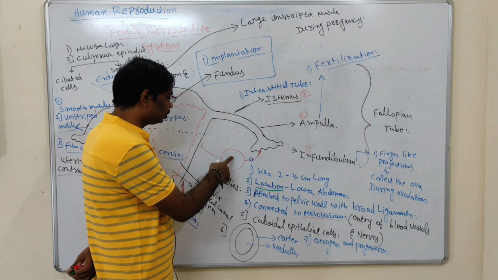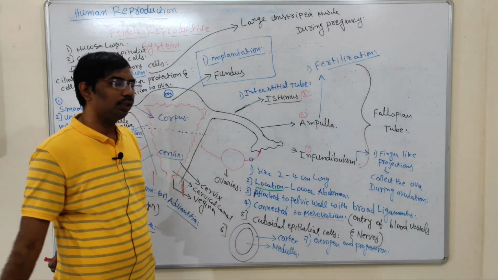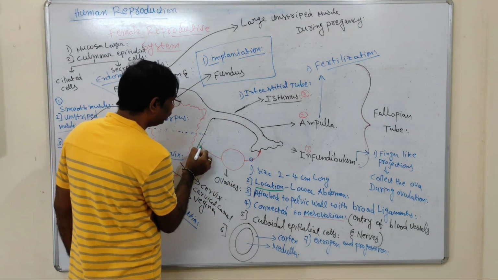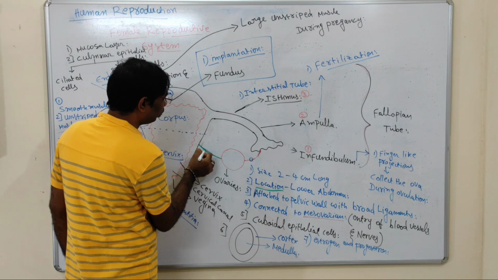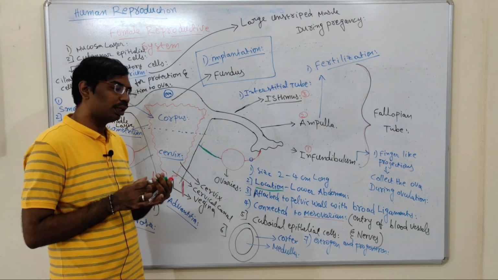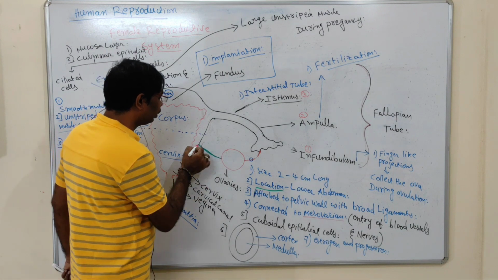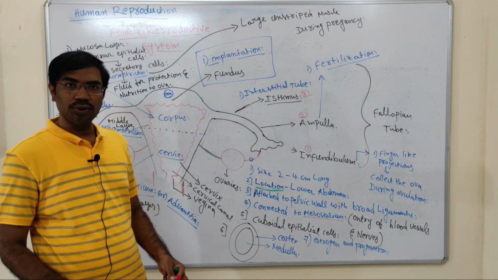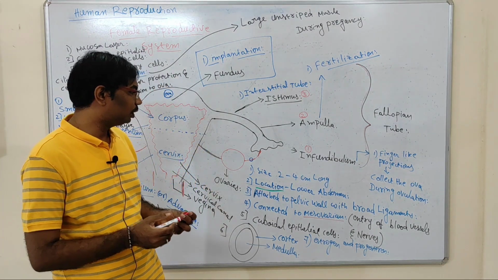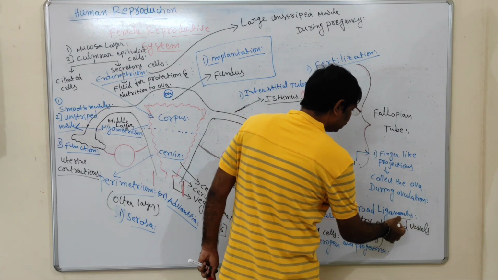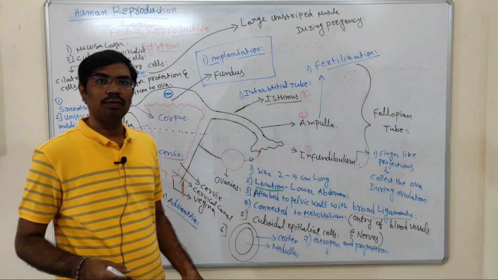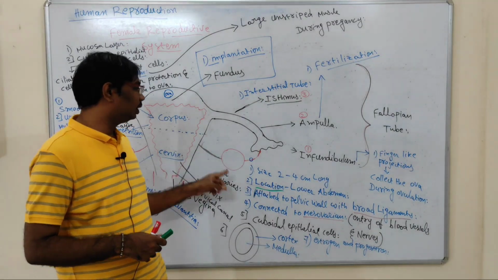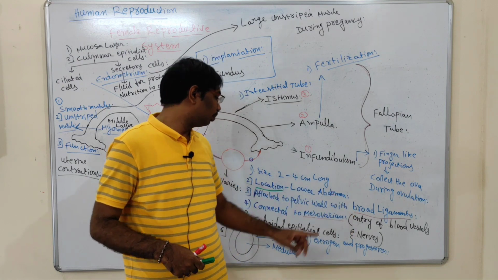See here, the ovary is attached to the pelvic wall and uterus. So the ovaries are attached to the uterus, and at the same time they are attached to the pelvic body wall, with the help of the broad ligaments. So this is the broad ligament. The ovaries are attached to the pelvic wall and uterus with the help of the broad ligaments and mesovarian.